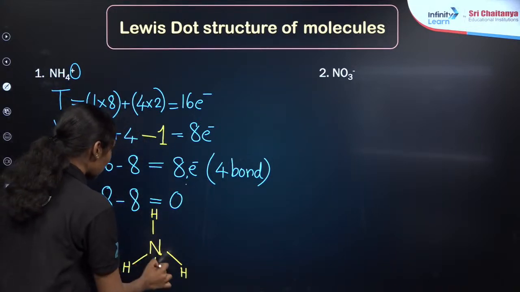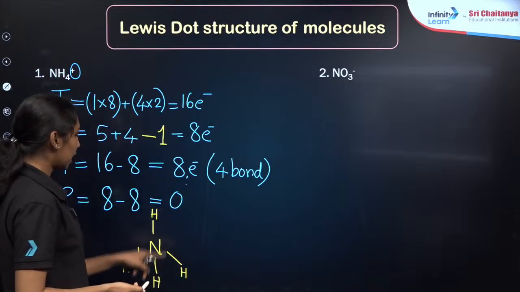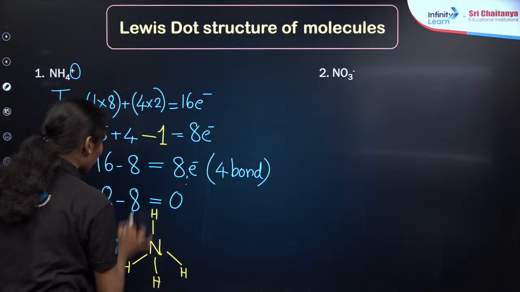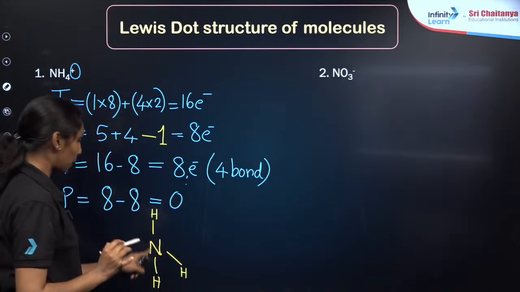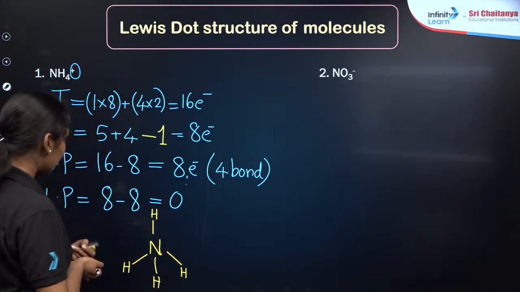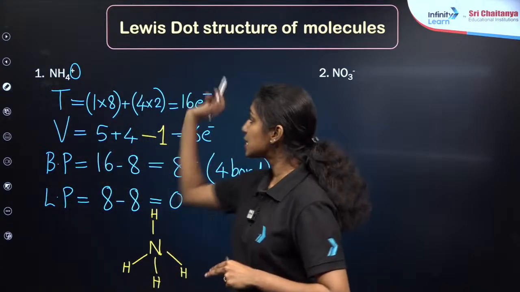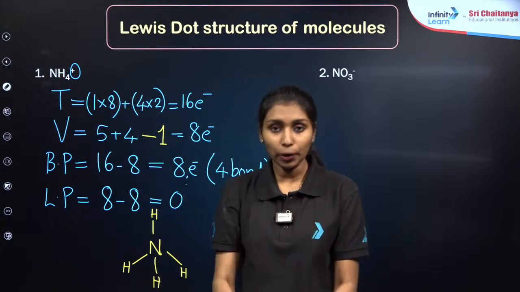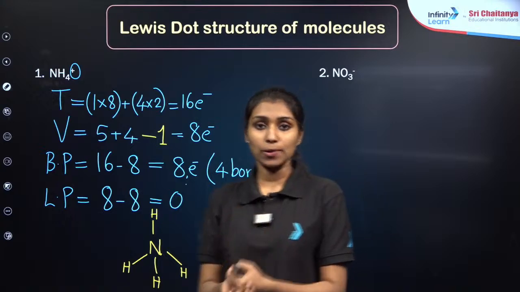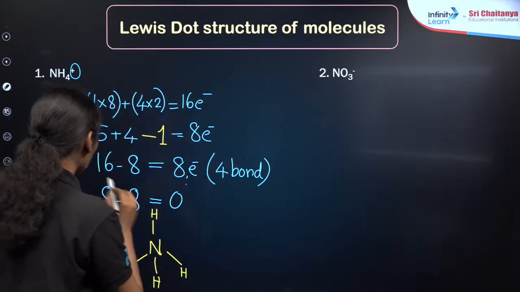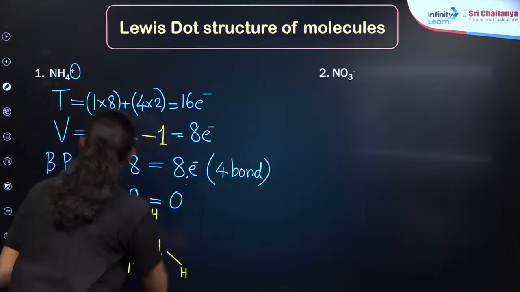1, 2, 3, 4, 5, 6, 7, 8, right? 8 electrons or 4 bond pairs are present over here in the case of the NH4 plus ion. Then a question will arise in your mind: what about the positive charge? There is a point to note that if you have any positive charge, it is shown on the central atom. So I am placing the positive charge here over the central atom.